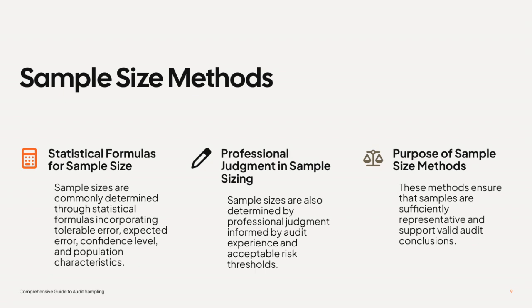At the same time, professional judgment plays a crucial role. Experienced auditors consider their past audits, the risks involved, and what is deemed acceptable error to make informed decisions on sample sizing. This ensures practical and relevant application of the sample size. Ultimately, both these methods aim to make sure our samples are truly representative of the larger population. This is essential because it allows us to draw reliable and valid conclusions from our audits with confidence.